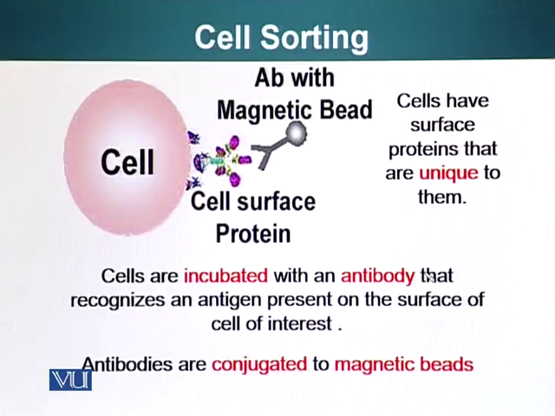All cells have specific surface proteins, and people generate antibodies that can recognize specific proteins which are always present on a specific cell type. These antibodies, they'll bind their substrate. These antibodies have another very important feature, which is that they're attached to a magnetic bead. So once these antibodies have bound to the cell, they will basically magnetize the cell, and we can use that to our advantage. These cells are incubated with an antibody that recognizes an antigen present on the surface of the cell of interest. These antibodies are, of course, as I've mentioned, conjugated to magnetic beads.